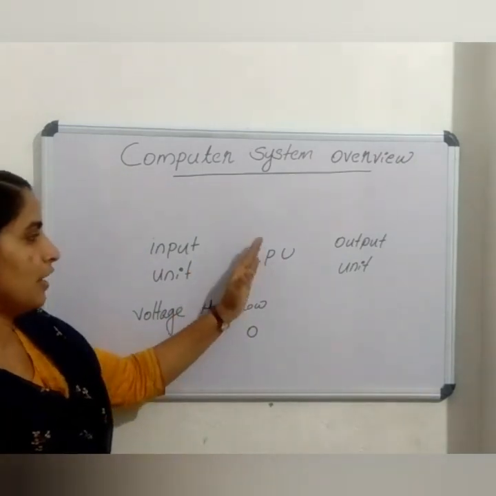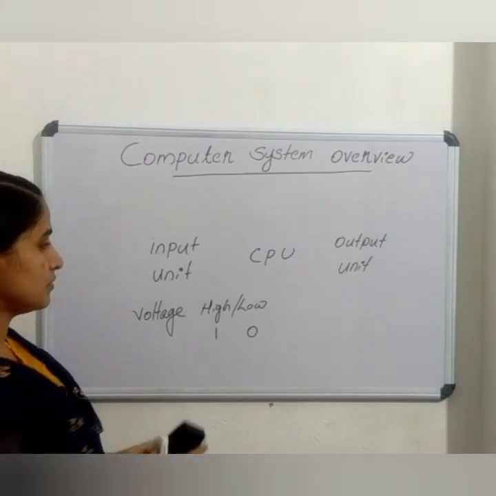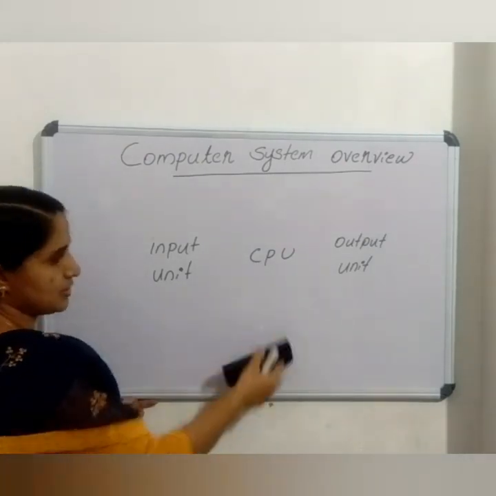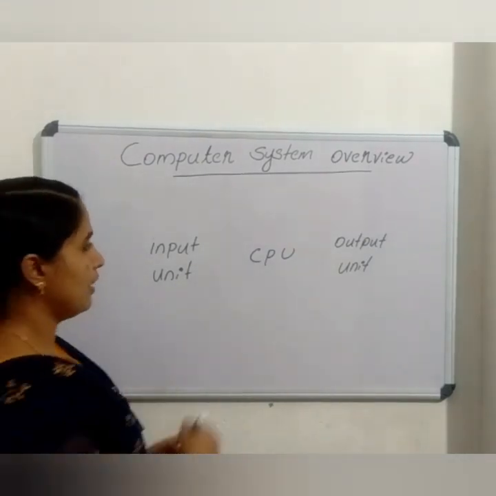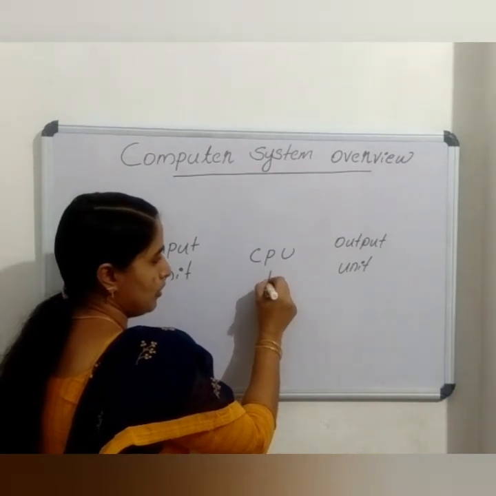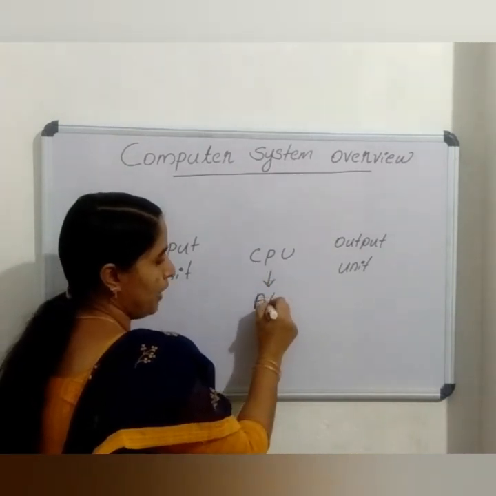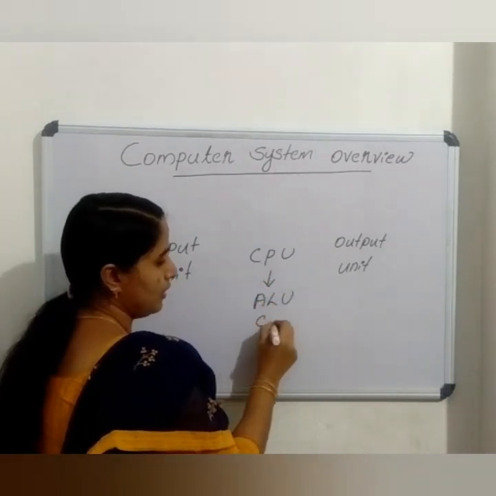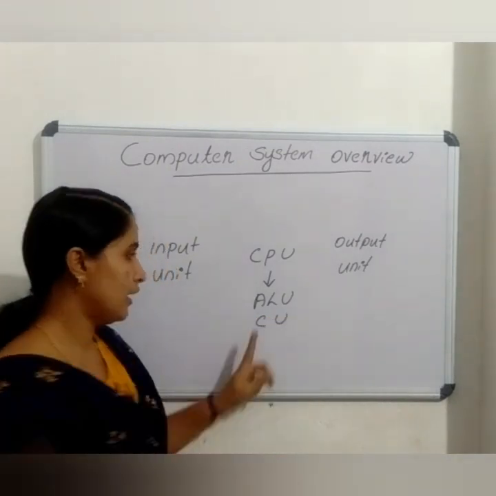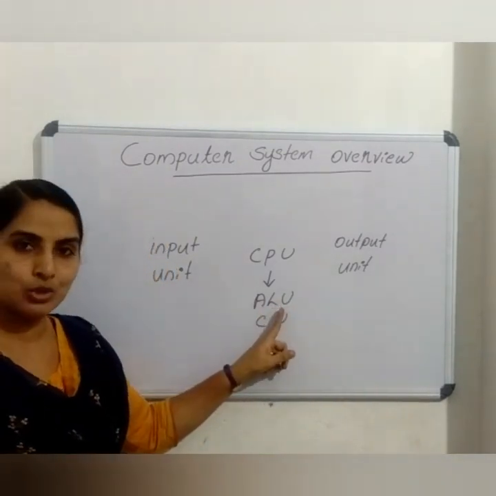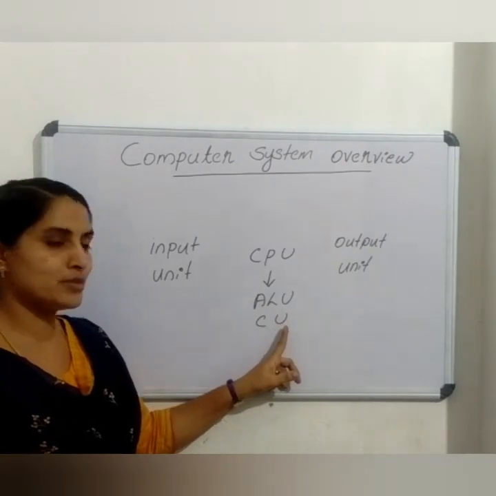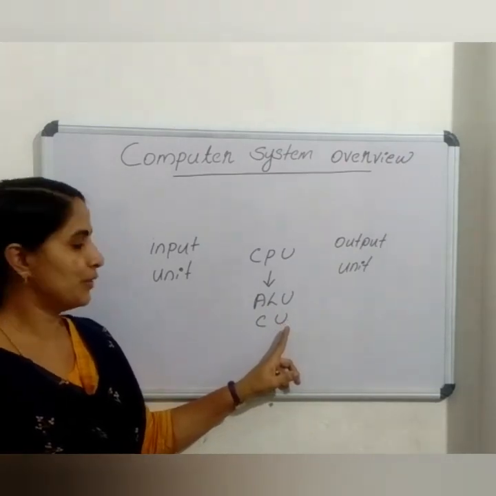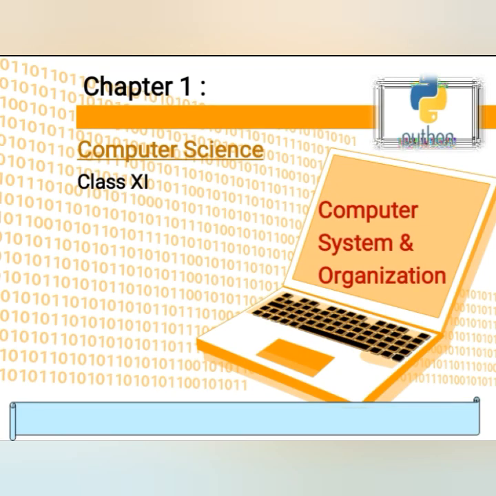Then what are the different elements of the CPU? That we will learn in the next section in a detailed way. Anyway, the CPU may contain two parts, ALU and CU. ALU stands for arithmetic logic unit. CU stands for control unit. In this session, we can go through the basics of computer.